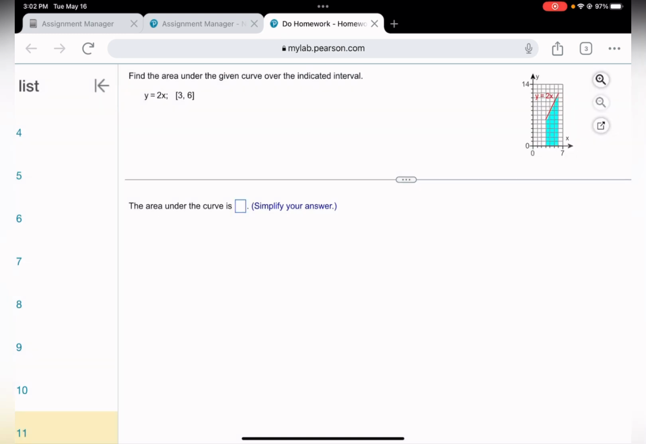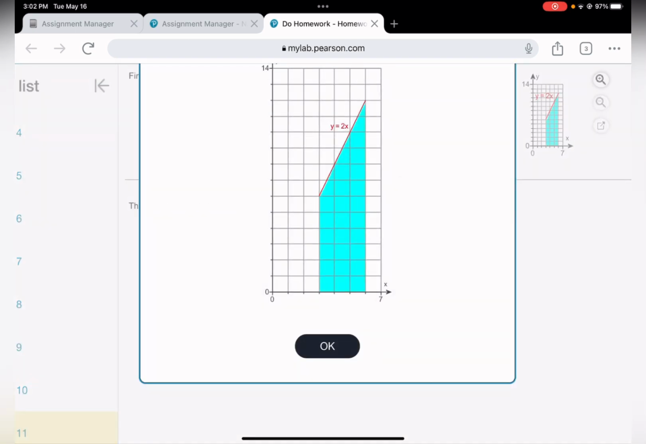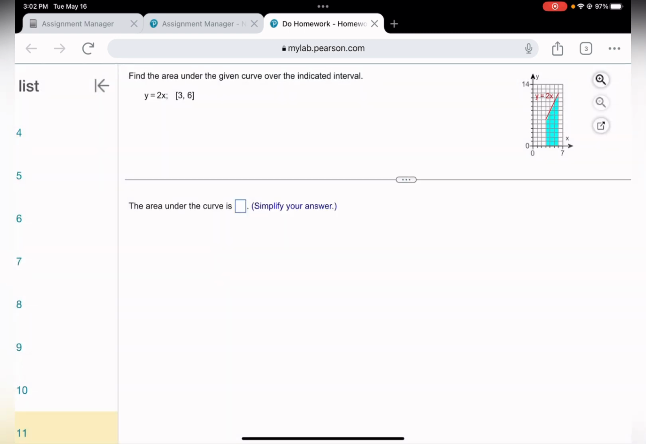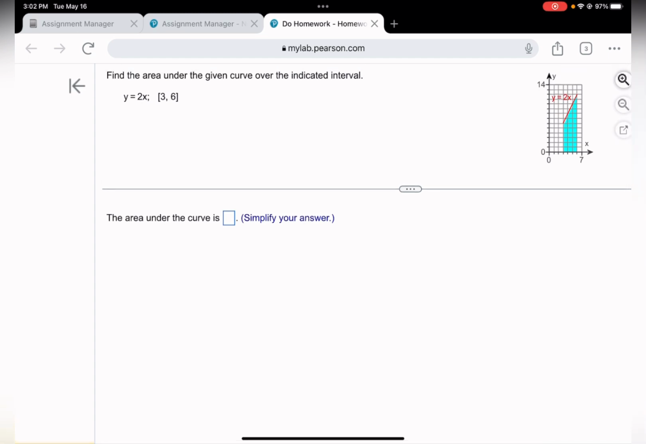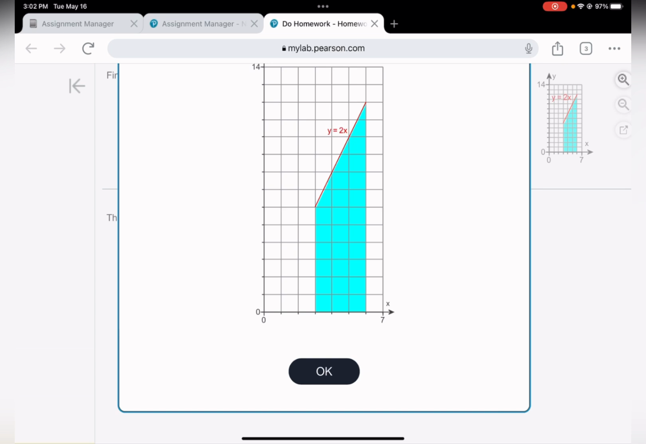Very good. Moving to question number 11. Let's see what we have here in this case. So now we have a linear equation 2x, right? We're going to solve this one. So what do we have? I'm going to take the integral of 2x dx, on interval 3 and 6. So if we check here, it's between 3 and 6.